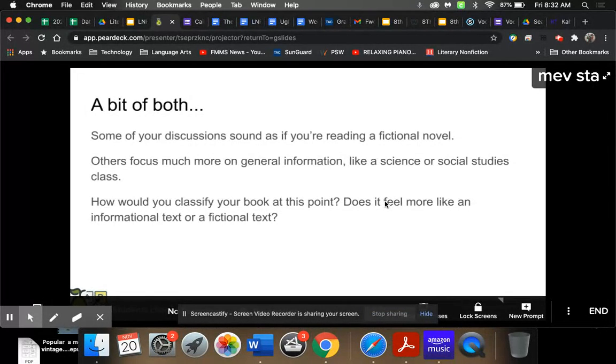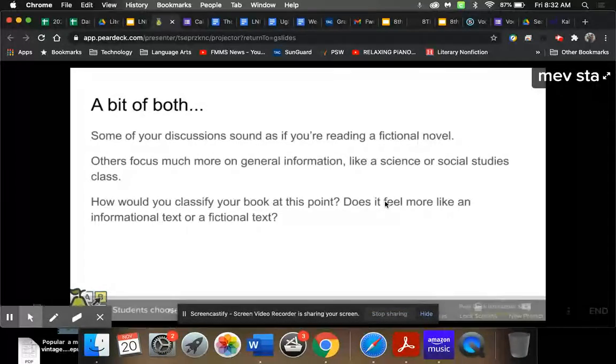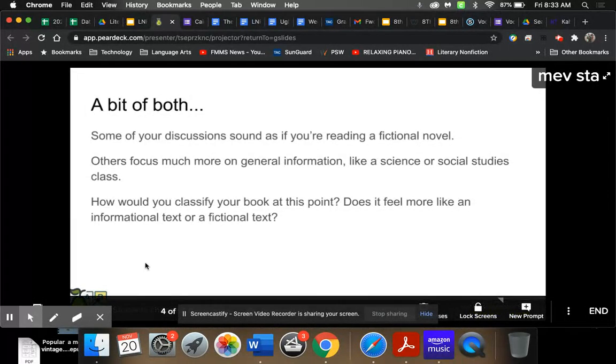So, in your Pear Deck, how would you classify your book at this point? How does it feel for you? Does it feel more like an informational text? Does it give you way more facts and figures? Or does it feel more like a novel or a fictional text where you're trying to understand characters and setting and things like that? So go ahead and answer that with your Pear Deck.